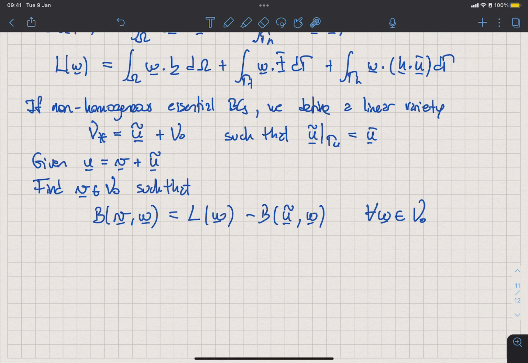And again, I want to emphasize this. We're looking for the unknown component of U. This part we know. And since the unknown component of U, that we call V, is in V naught, and this expression here has to be valid for all W's in that V naught, right? Since V is chosen from V naught and W's are from V naught, again we have a nice symmetric problem, right? And we call this Bubnov-Galerkin.